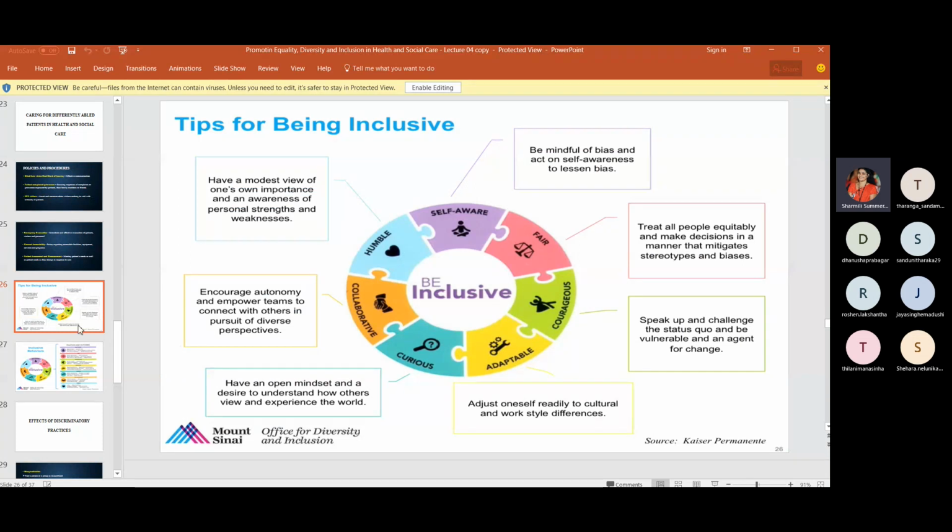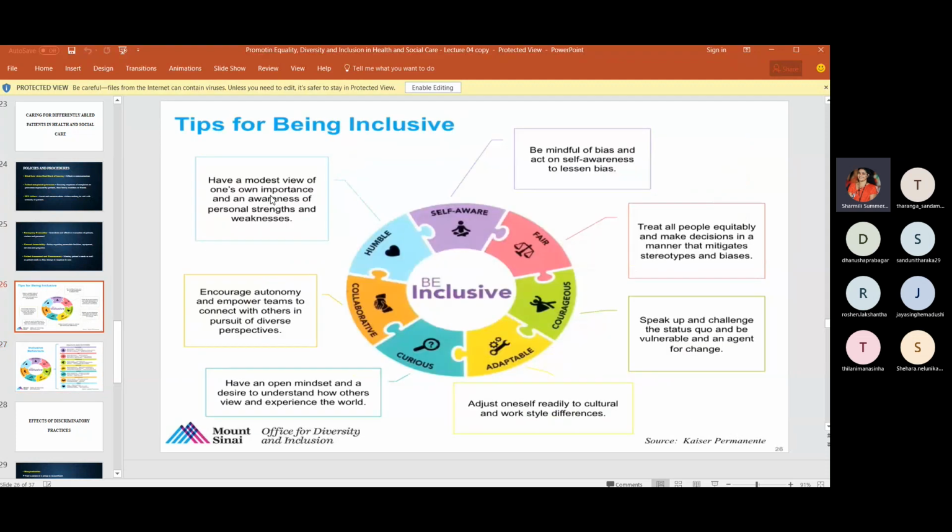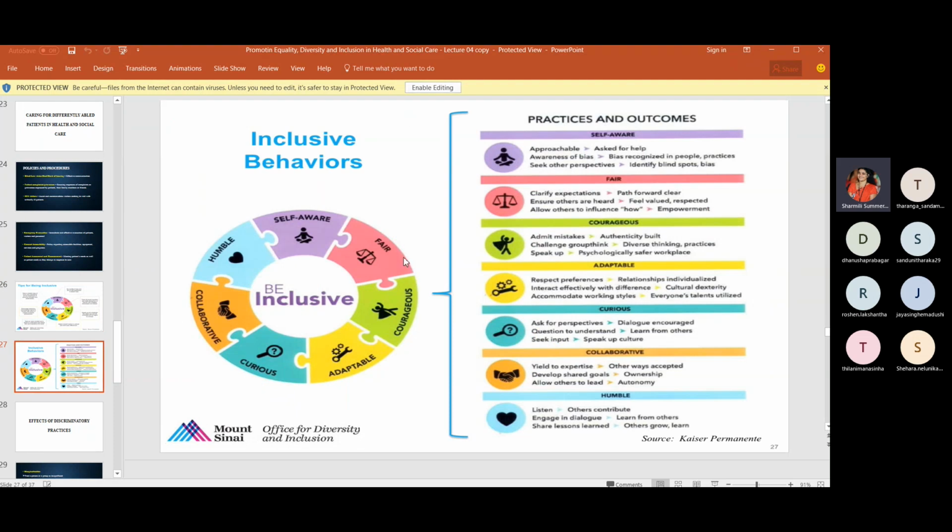So here I have displayed two pictures regarding inclusive behavior. Here, how you can be inclusive in an environment, both in the health sector and other environments, how you can be an inclusive person. Here are some of the tips, and you can see how inclusive behavior looks.